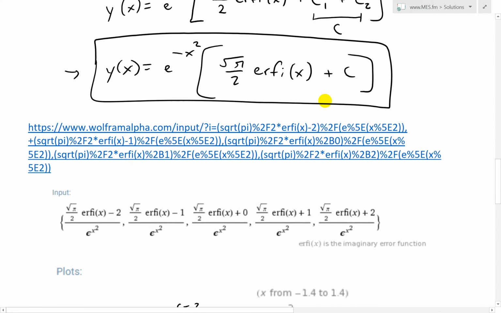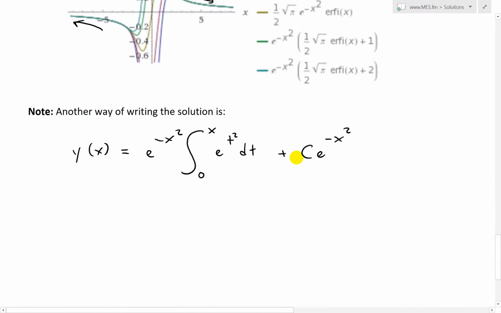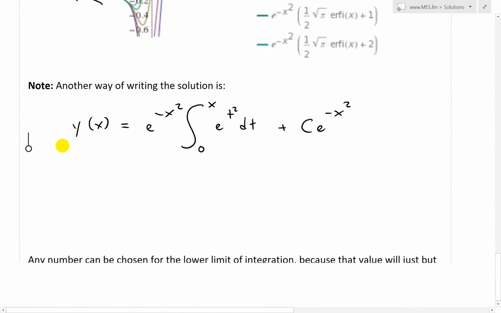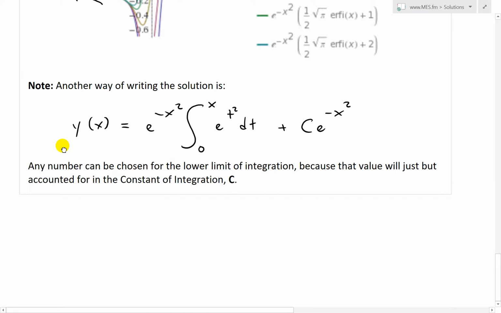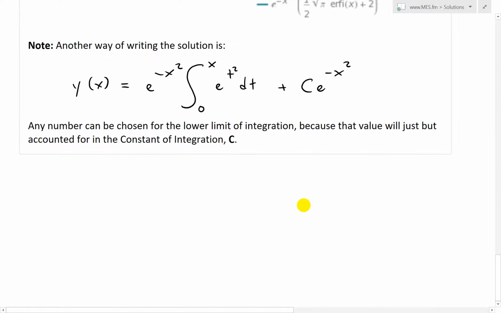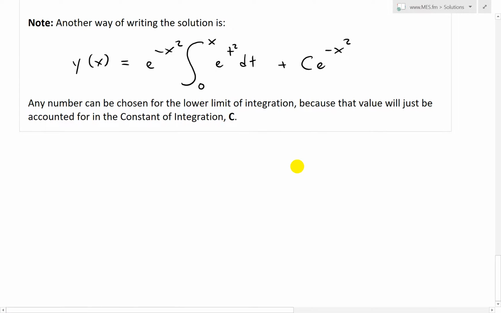So this is pretty interesting stuff. I just wanted to put that in, since my calculus book brought this up at the end. It also states any number can be chosen for the lower limit of integration here, and that's because that value will just be accounted for in the constant of integration c.